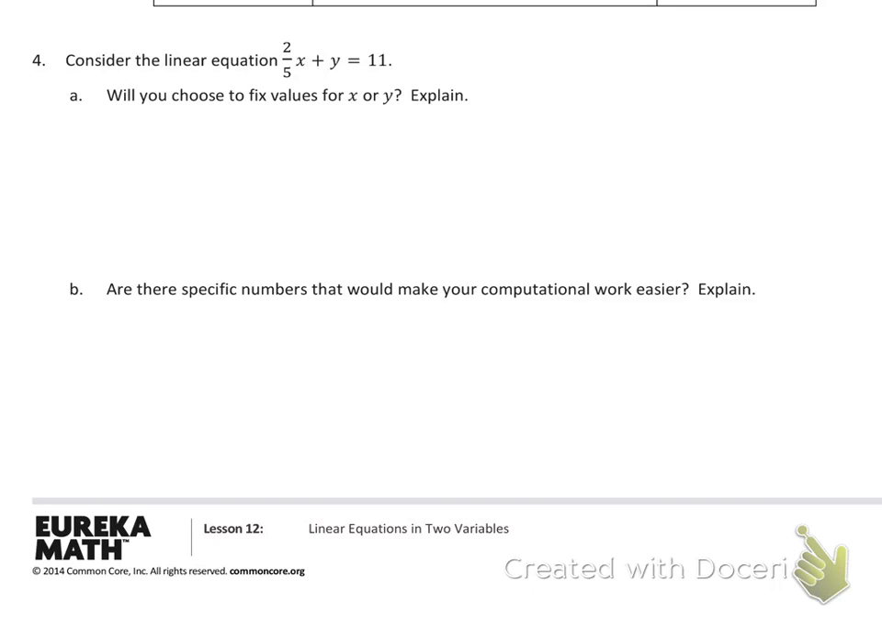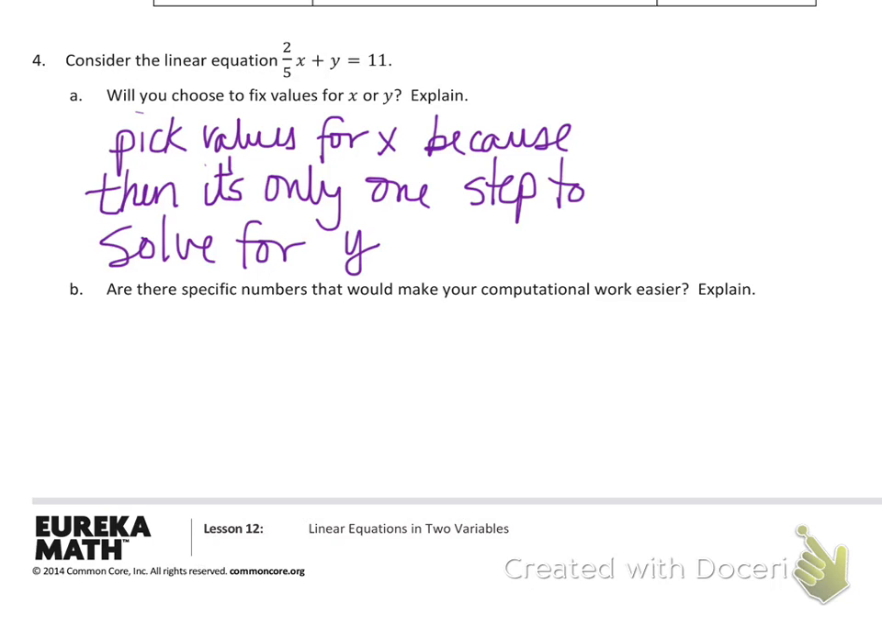Okay, so hopefully you noticed that because y has a coefficient of 1, picking values for x is easier. So I would pick values for x, because then it's only one step to solve for y. And that's because, once again, the coefficient of y is 1. And not only that, in part B, I want that fraction to go away.